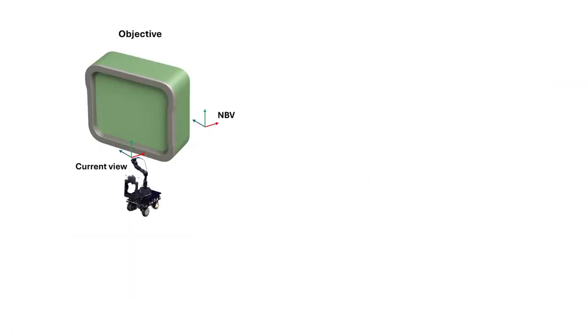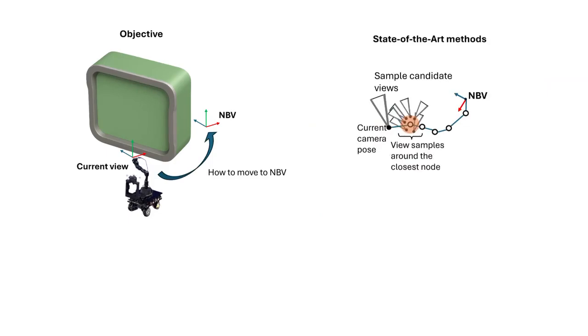In this work, we focus on how the robot should move between NBVs to maximize object coverage. Current methods often rely on sampling-based path planning techniques, which are computationally expensive because they require evaluating numerous candidate views along the path. To this end, we propose a computationally efficient solution that enables the robot to focus on unknown regions while moving to the next best view.